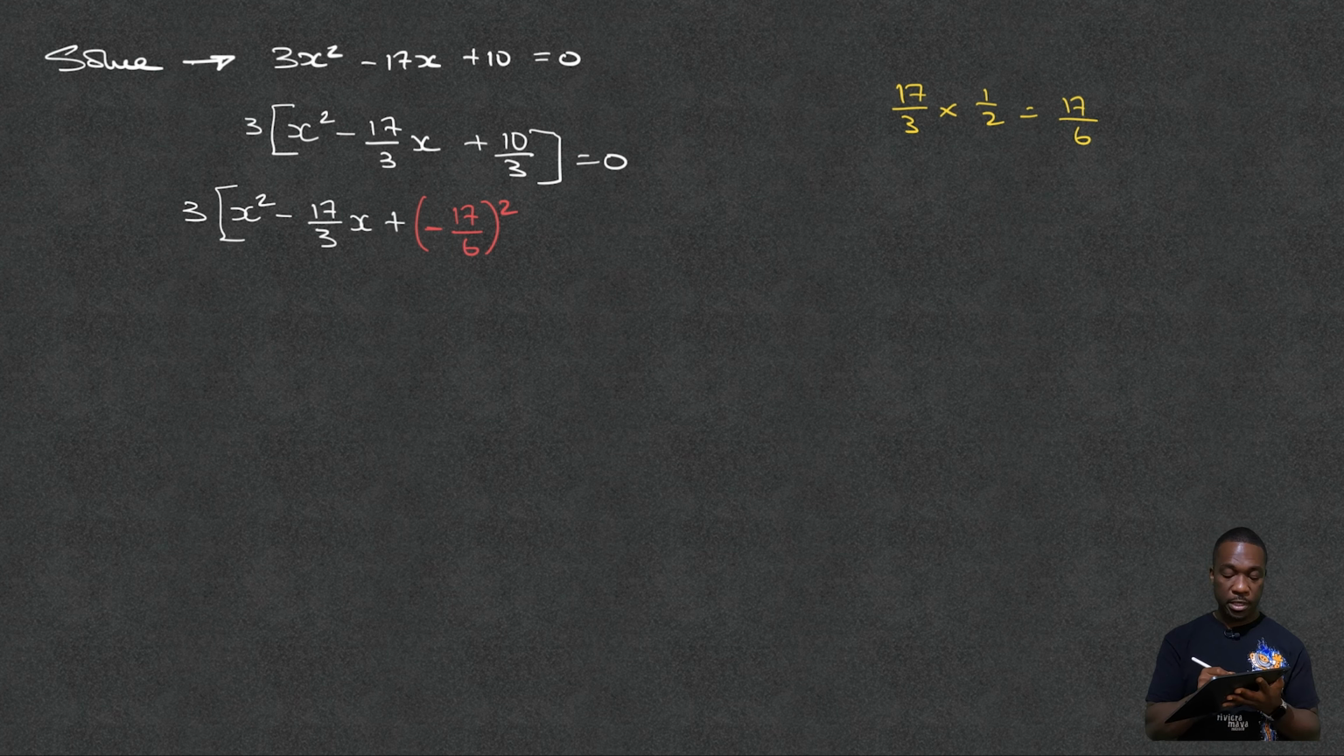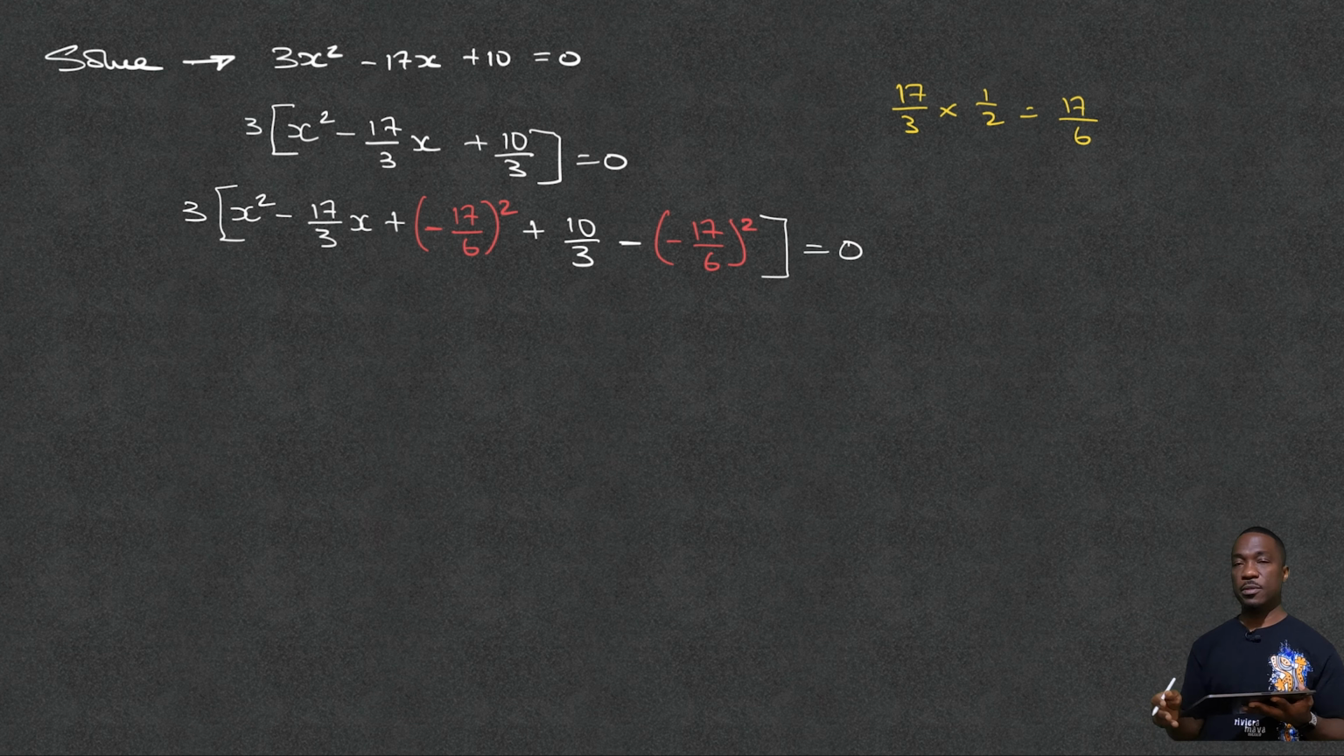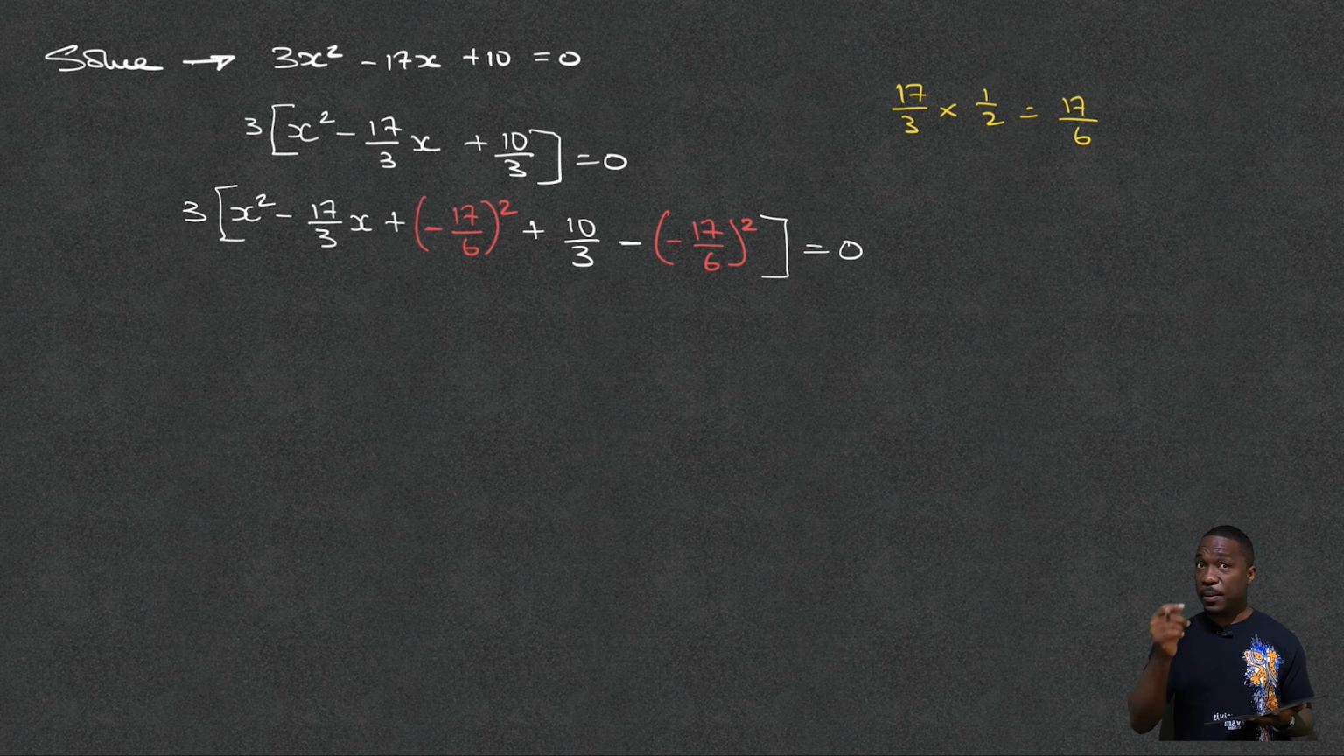Anyway, let's carry on. So this becomes add 10 over 3, and now I need to subtract back out that new thing I have just added in there, 17 over 6 squared. Finish my big square brackets, equals 0, and then we go from there. Now this is going to get a bit messy in a minute, so bear in mind, check your fraction knowledge is okay. I will use my calculator to get the answers quicker so that you can see what's actually happening here.